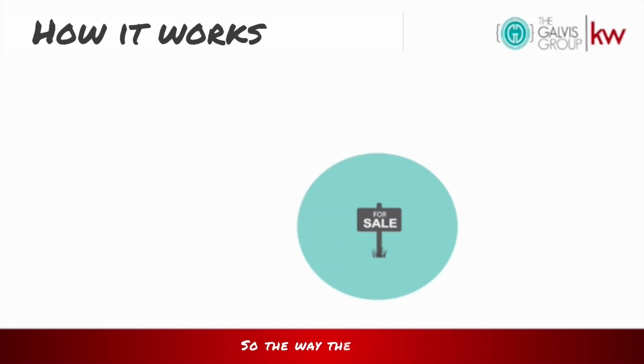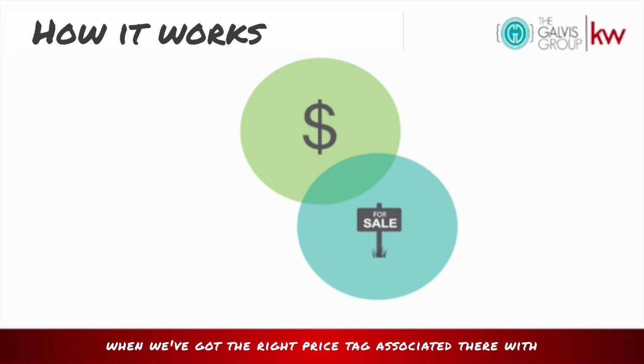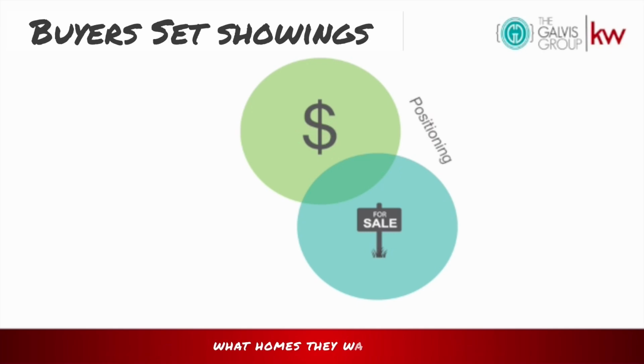So the way they work, when we tell the right story and we've got the right price tag associated therewith, we call this our positioning in the marketplace. And this is how buyers decide what homes they want to see when looking at all of those that are available. When we position it properly, every buyer that might be the best buyer for the home, that'll give you the best price, terms, timeline, is going to see it and decide to come look at it in person.